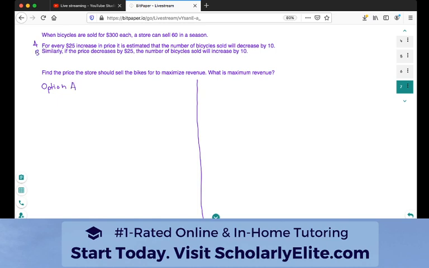So let's start with option A, but I'm going to write option B over here too. Alrighty guys, so let's start with option A. First and foremost, just like our last question, we need to determine that we're letting x equal the number, hashtag means number, of price increases at $25 each. Okay, so that's part one.